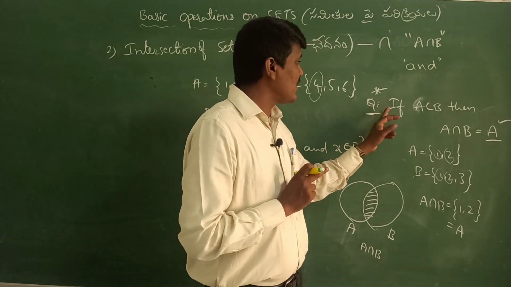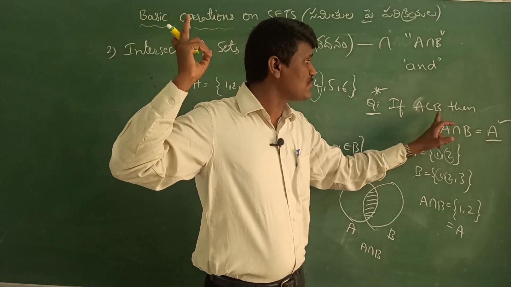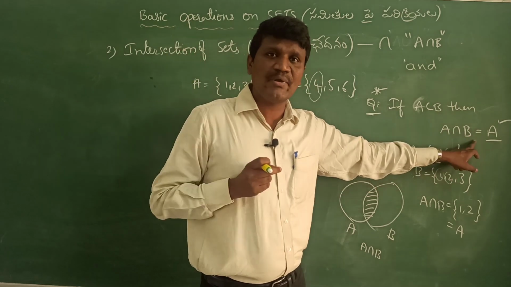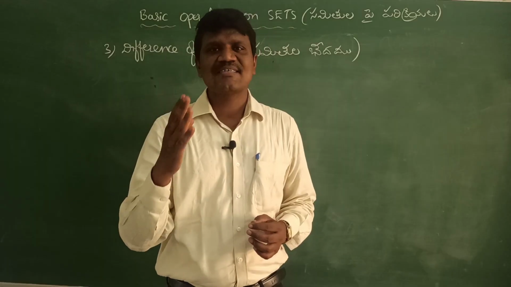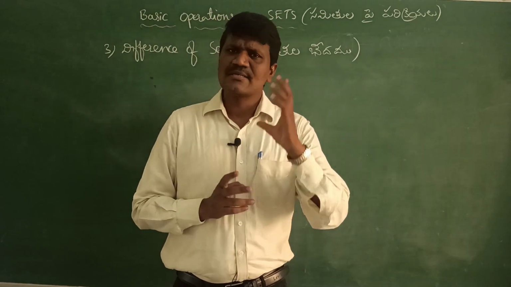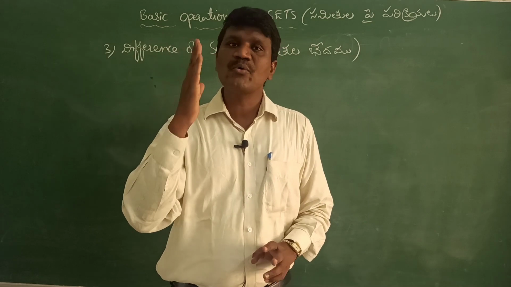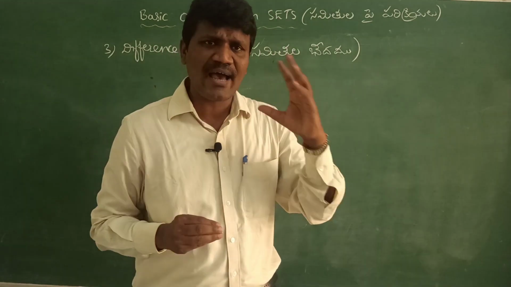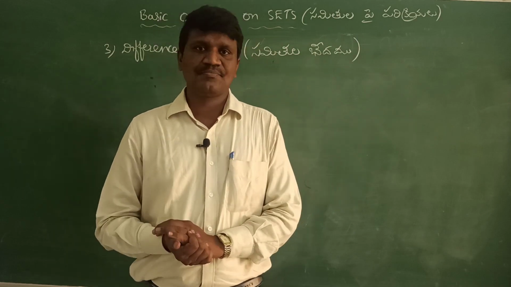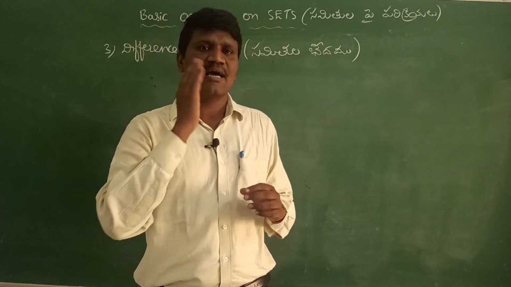Okay students, if A is a subset of B, then A union B is B. If A is a subset of B, then A intersection B is A. Okay, understand? Now let us see what is the difference of two sets. Suppose A and B are two sets, then how to write the difference of two sets? This is a little bit different from union and intersection. So here it will be A minus B and B minus A also will be there.